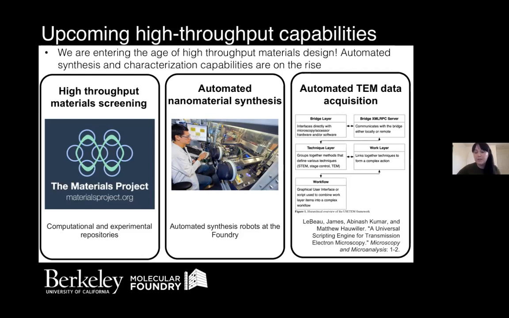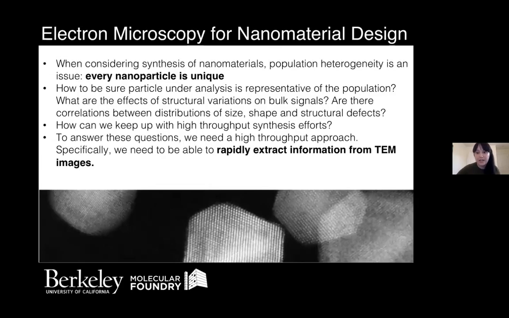And TEM information extraction lags behind. But TEM is a really critical characterization tool for nanomaterials. When we're considering a synthetic optimization, population heterogeneity is an aspect of our measurement. In some ways, every nanoparticle is unique. So if we want to go from a conceptual idea of a synthesis to a very precise synthesis with shape or even defect control, then we need to understand our population evolution during synthesis.